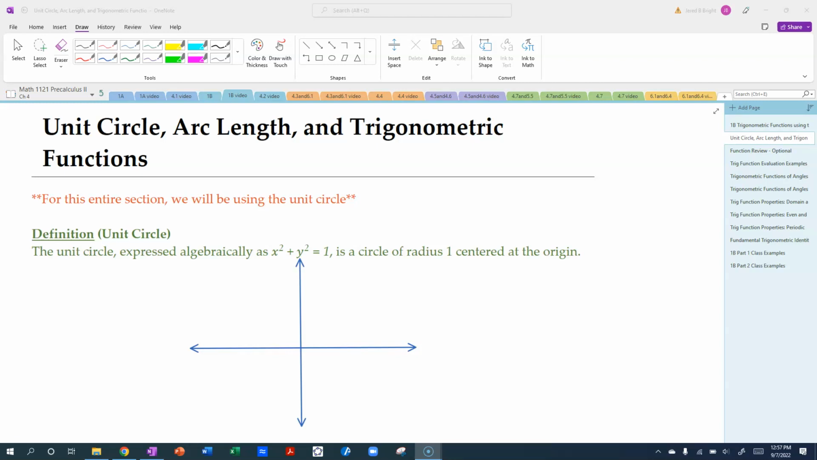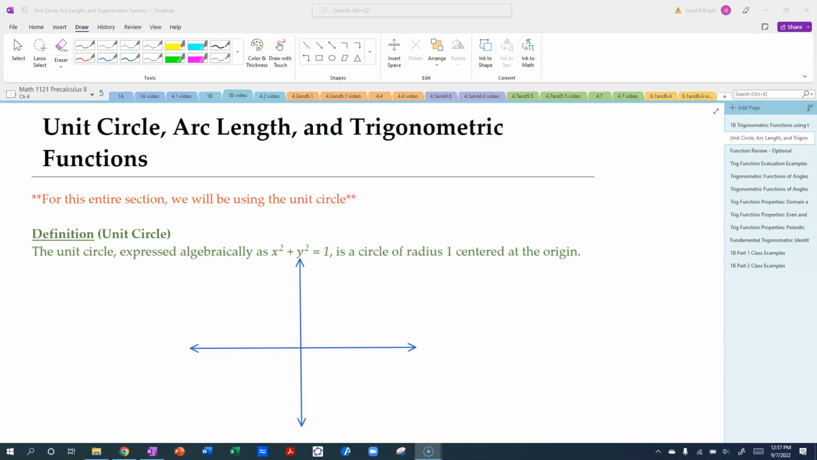Welcome. So we finished our study of angles, and now we're going to look at the concept of arc length in a little bit more detail, and then look at arc length specifically on the unit circle, define what that is, and then in this video define the trigonometric functions using arc length.